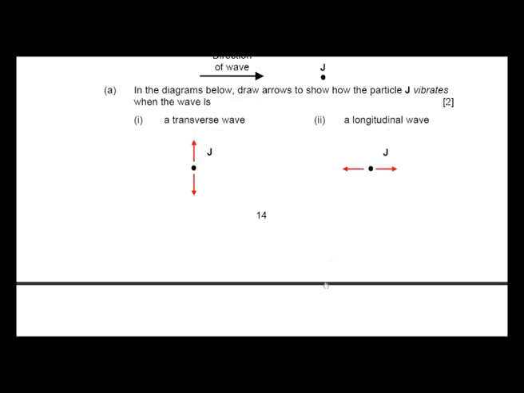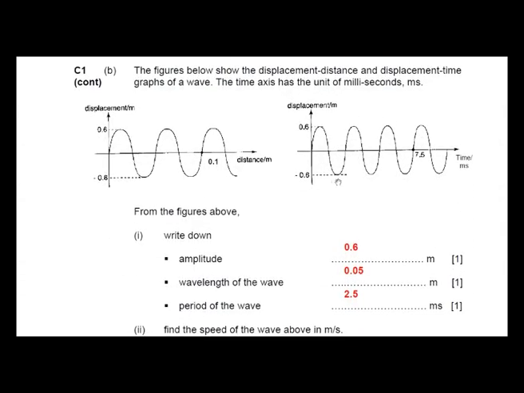Okay, now let's move on. In part B, the figure below shows the displacement distance and displacement time graph of a wave. So again, take note of the keywords: displacement distance and displacement time graph. So there are two types of graph. One is displacement distance, the other one is displacement time. Both graphs are used to find different things. Later we will see what they are for.